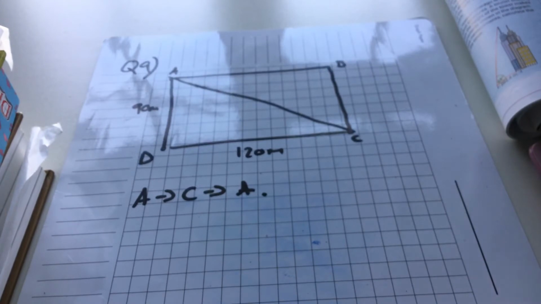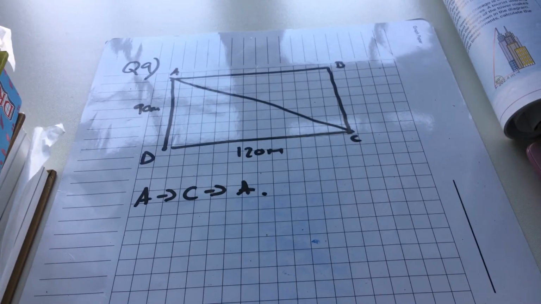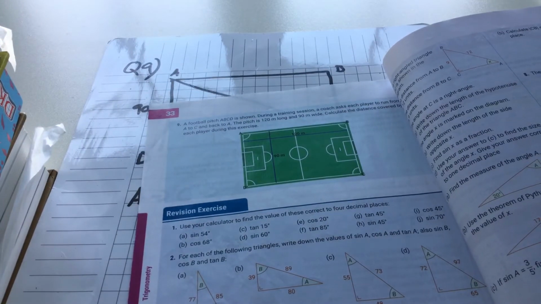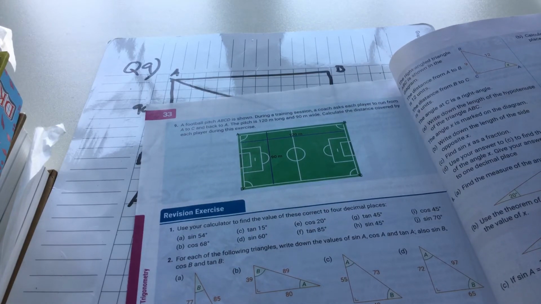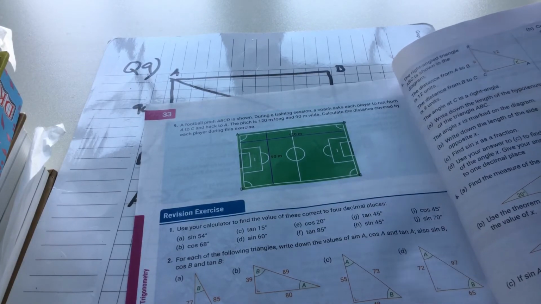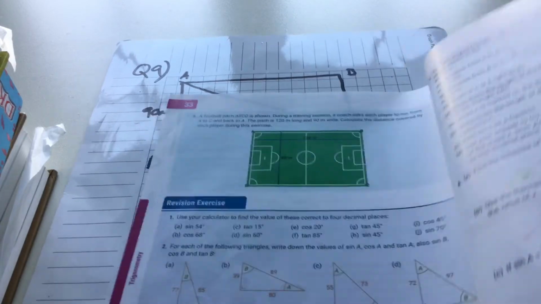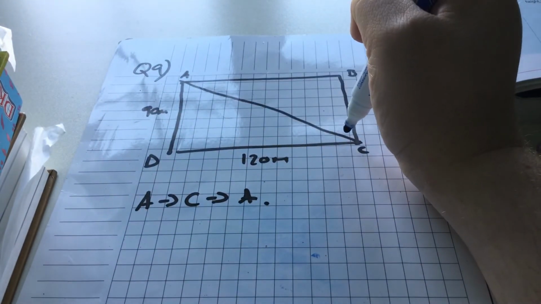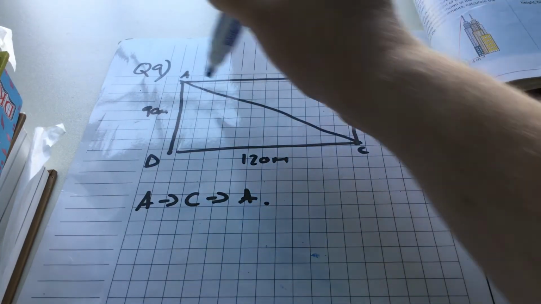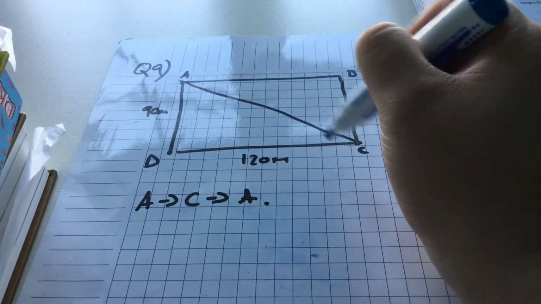Okay, last question from the ordinary level, and then we'll have a quick look at the higher level ones. Okay, we have this football field. Football pitch ABCD shown. During a training session, the coach asked each player to run from A to C and back to A. The pitch is 120 meters long and 90 meters wide. Calculate the distance covered by each player during this exercise. Okay, so we're looking at the diagonal here, running to the diagonal and running back. So we need to find the length of the diagonal and double it.